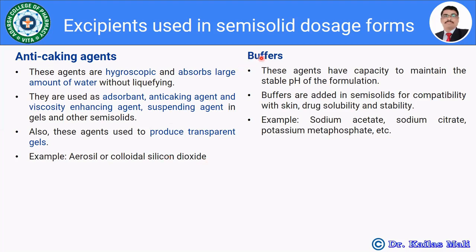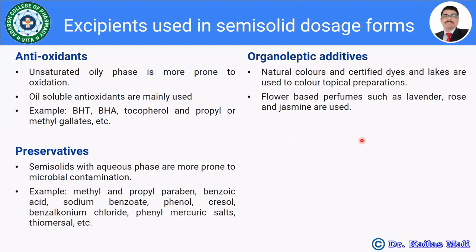Then the buffers. These agents have the capacity to maintain a stable pH of the formulation. Buffers are added to semi-solid formulations for compatibility with the skin. If the formulation pH is different from the skin pH, what will happen? It may produce irritation. So buffers improve compatibility with the skin, drug solubility, and stability. For example, sodium acetate, sodium citrate, and potassium metaphosphate. These are some buffers used in semi-solid formulations.